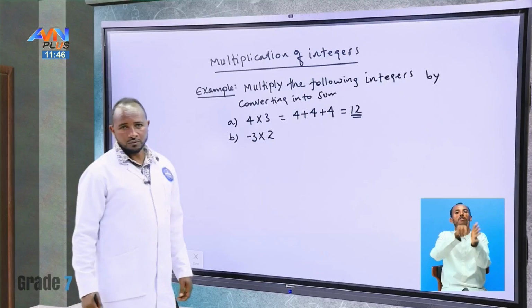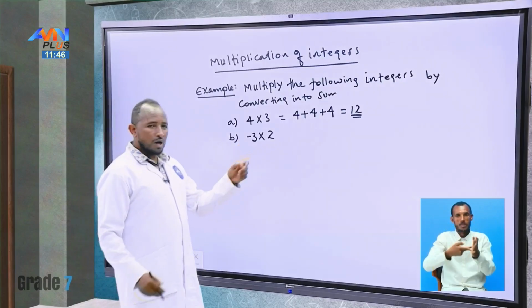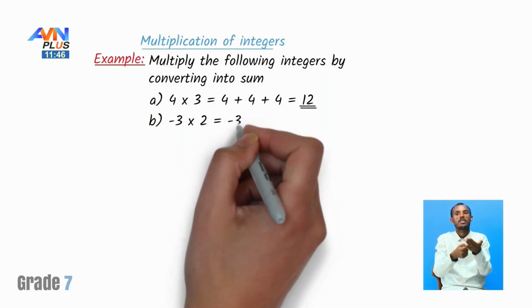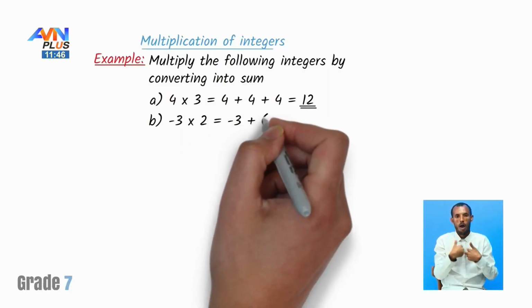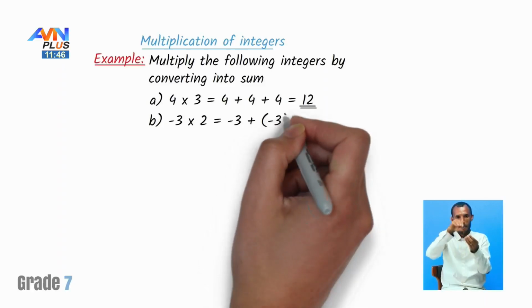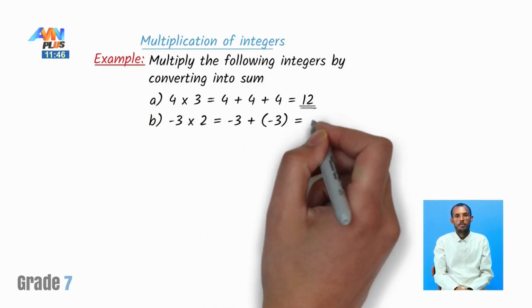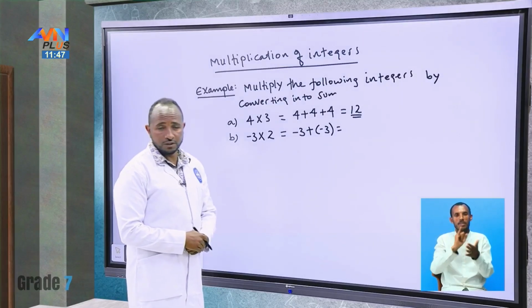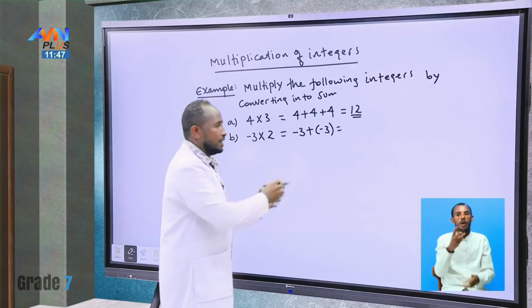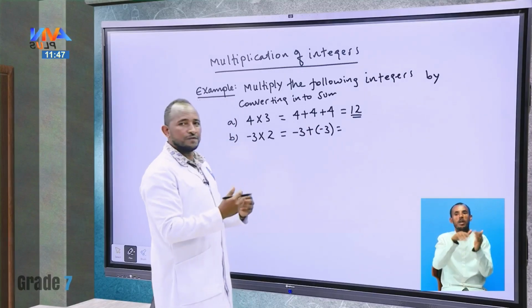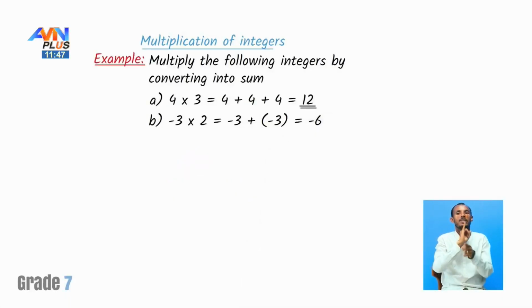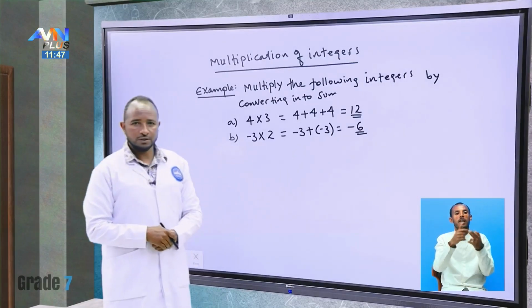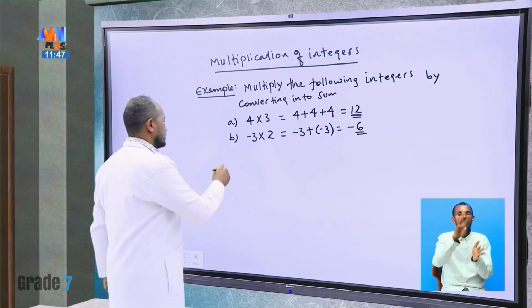Negative 3 times 2. This means negative 3 how many times? 2 times. Therefore, to convert this product into sum form, you have minus 3 plus minus 3. What is the sum of these two? Good. It is negative 6. So, we have negative 3 here, again negative 3. In total, you have negative 6. Therefore, minus 3 times 2 is equal to negative 6. Now, let's continue to the other example.